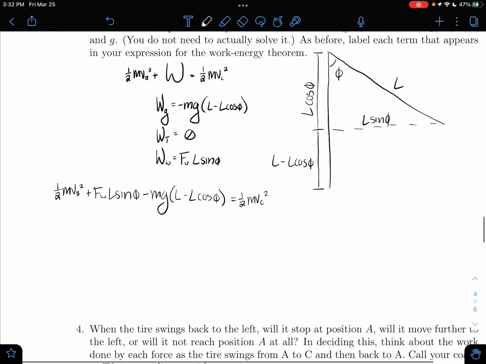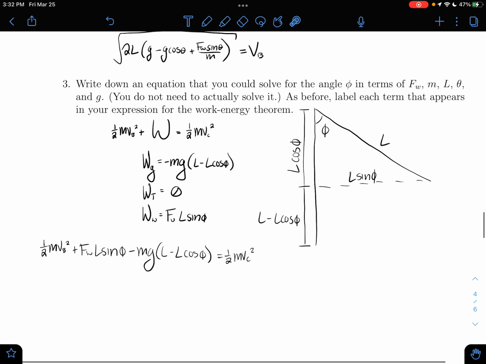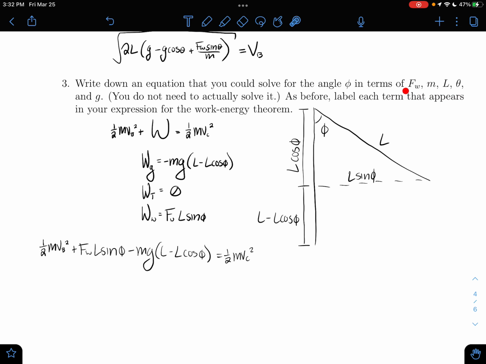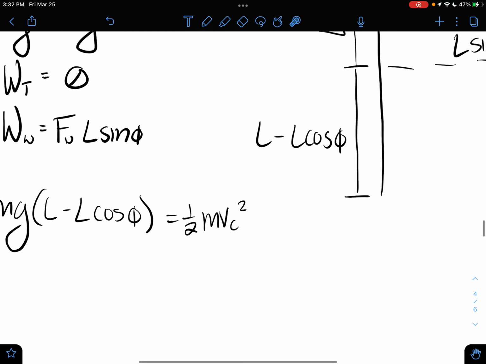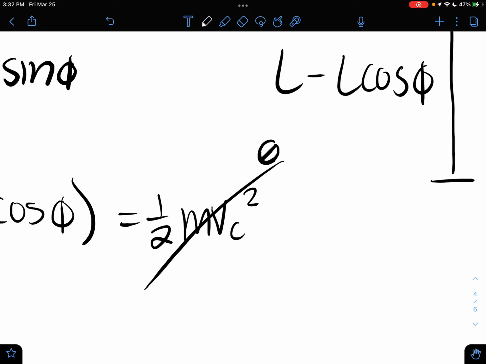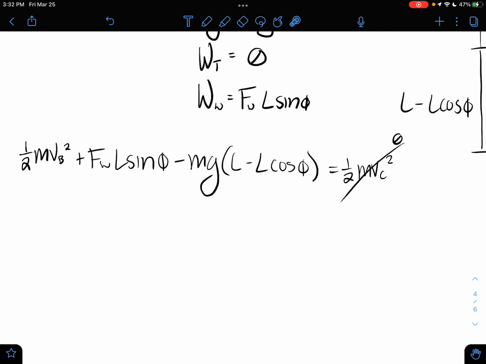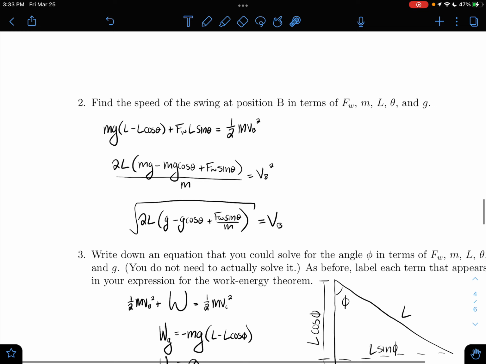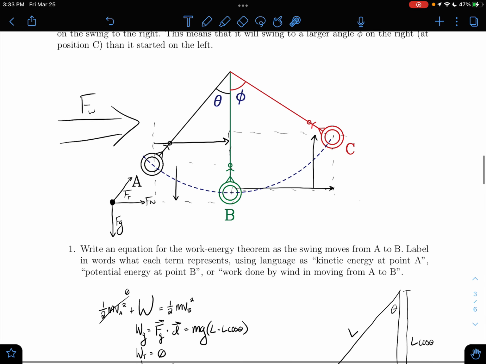All right, so now we have to think about what else we know in this equation, because we just want it in terms of our force, mass, length, theta, and g. We know our velocity at the end is when it goes to a max height. That's when it's turning around, so our velocity is 0 and our final kinetic energy is going to be 0. That one just goes away. And we just solved for our velocity at b, so we can plug in our expression for that, because it's the same situation, just later down the line.